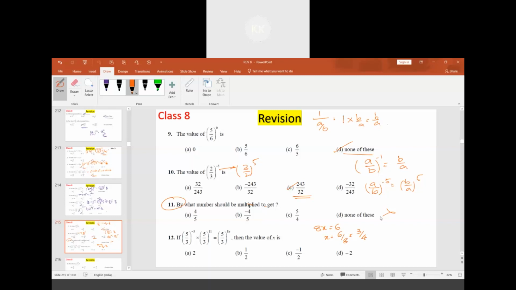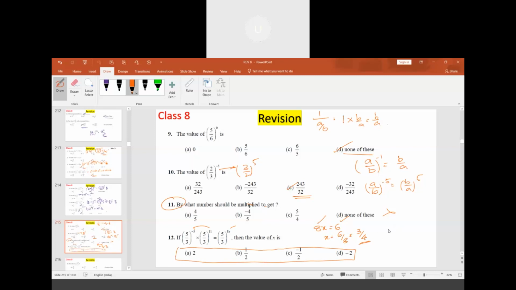Minus 5 minus 11, so this will be positive 6, no? Yes, sir. I have taken 8x minus 2 equal to 6 by 8. Option D, but the answer should be 3 by 4. Here the answer is not given, the options are wrong. The correct answer is 3 by 4. Understood?